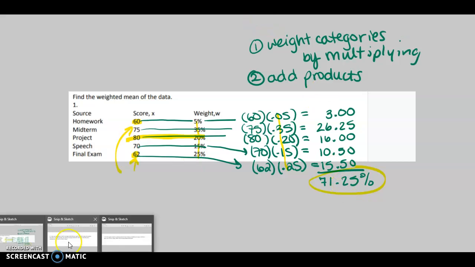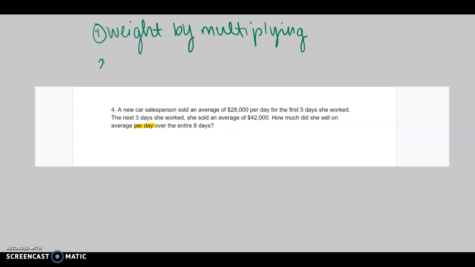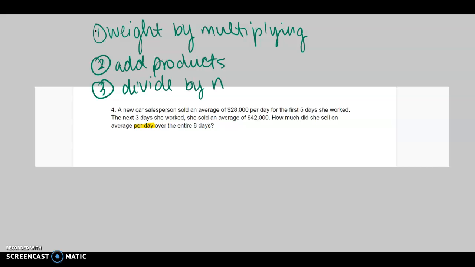Now, we have other questions that we can look at, and these do say per. So we know that there's a third step in the process where we are going to weight by multiplying. And this really helps us avoid repeated addition. We're going to add the products, those answers we get from multiplying, and then we're going to divide by n. And n is 8 days.